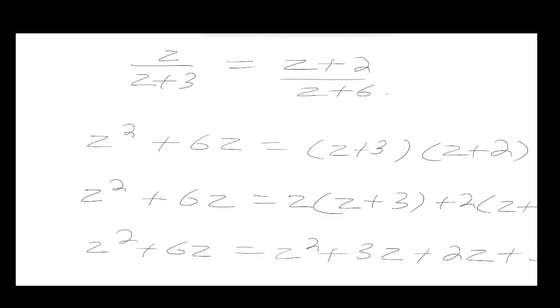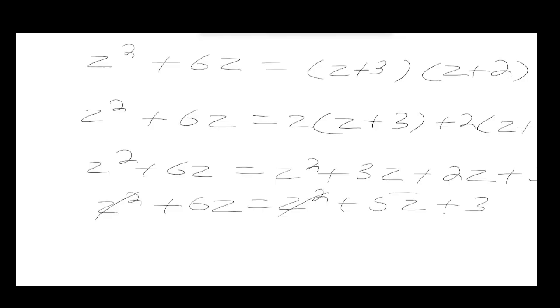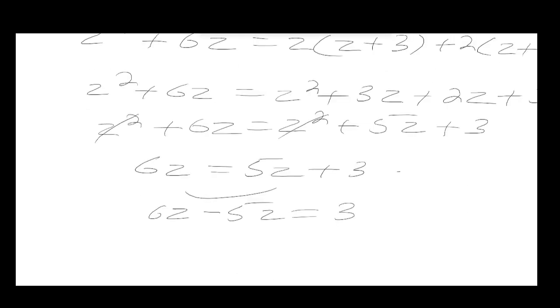Okay, so now here 3z and 2z make up 5z. So z square plus 5z plus 6, and now we have z square plus 6z is equal to this. Now z square and z square get cancelled with each other, so that leaves us with 6z is equal to 5z plus 3. So now this 5z will go to the left, so 6z minus 5z will be equal to positive 3. 6z minus 5z results in only z is equal to 3. So this is our final answer.